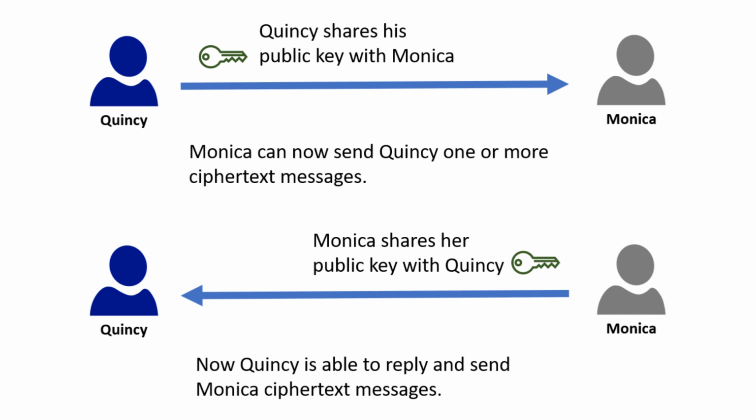Using readily available software tools, Quincy and Monica each create their own key pair. The first thing that Quincy and Monica will do is share their public keys with each other. Because public keys aren't secret, they can exchange them via email.